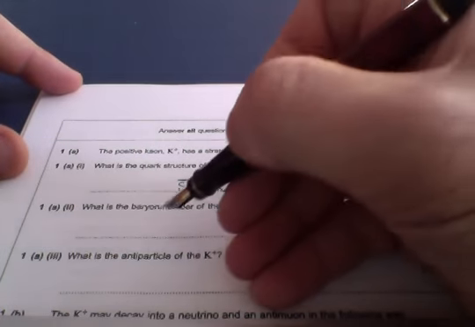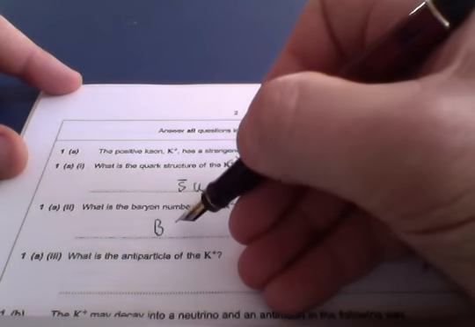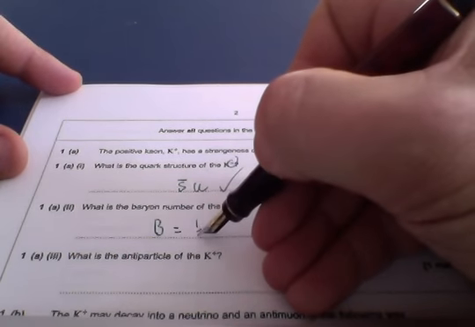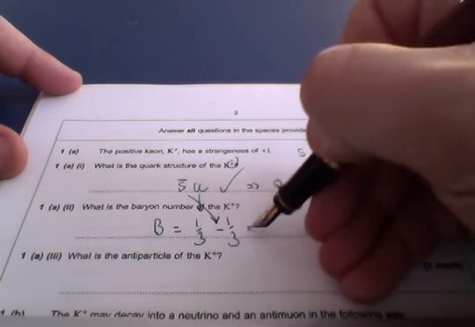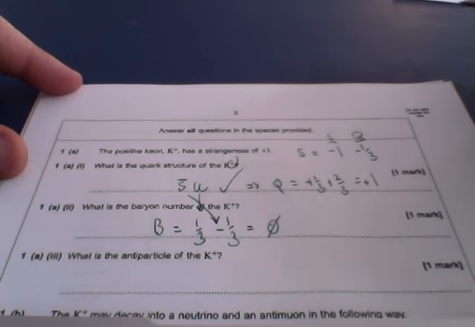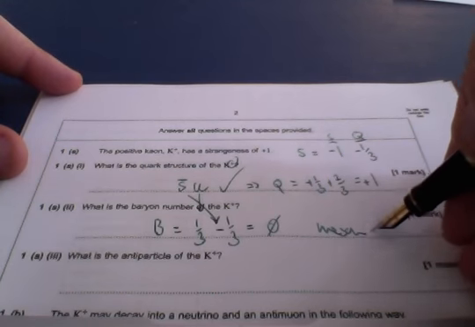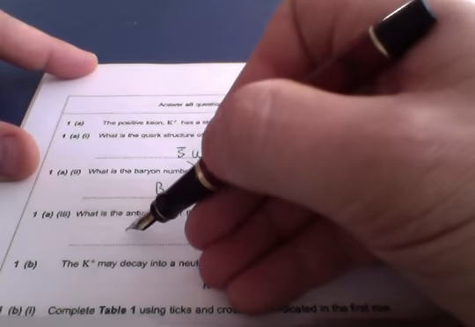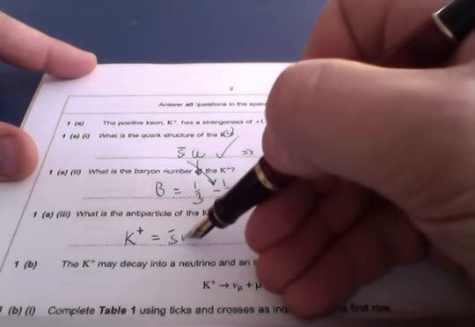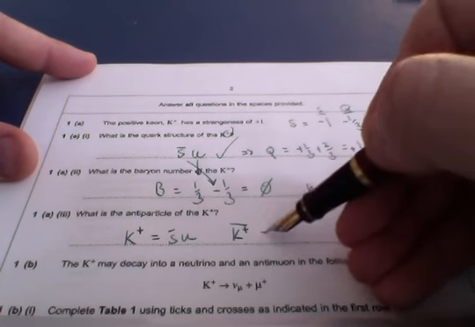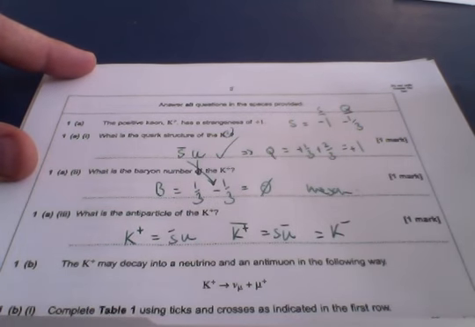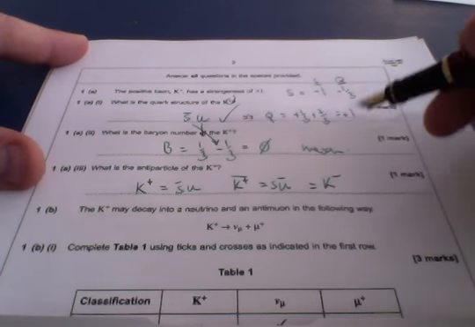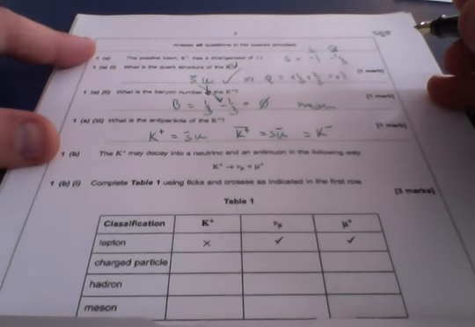What's the baryon number? Well, baryon numbers, if you remember, each quark is given 1/3, so we have 1/3 from the up quark, but the anti-up has -1/3, giving us 0 as a baryon number. In other words, it is a meson. What's the antiparticle of the K+? Well, if the K+ is an S bar U, then the antiparticle will be an S U bar, which in effect is the K-. These are all 1 markers, so straightforward. Nothing there that you couldn't recall from just reading the textbook.